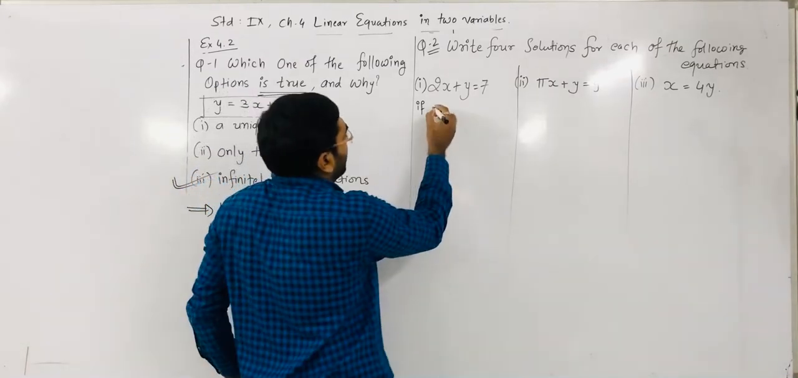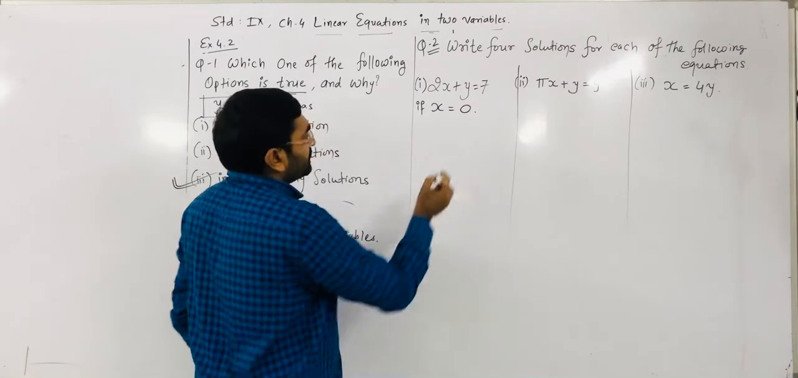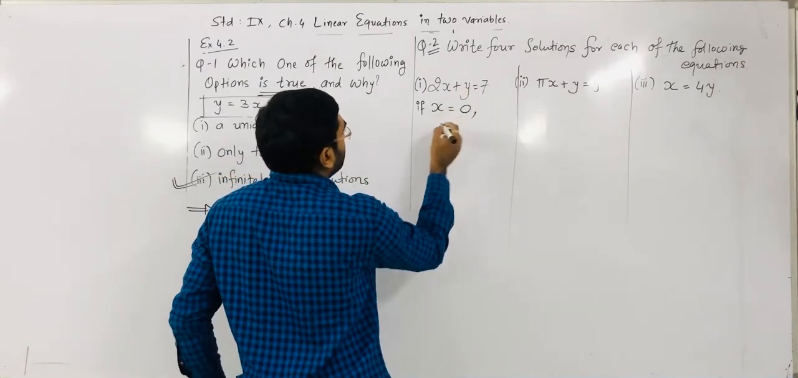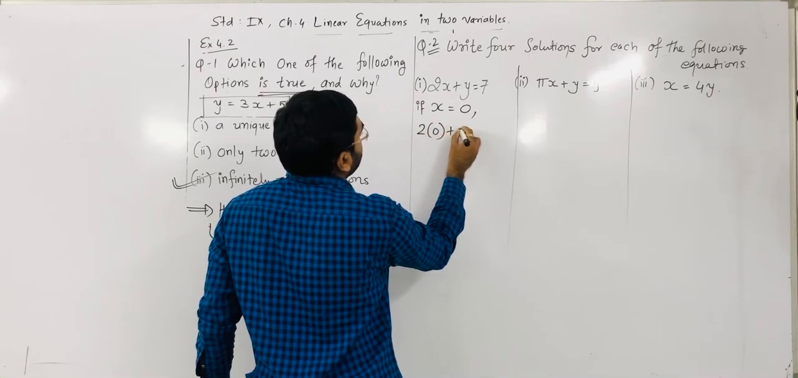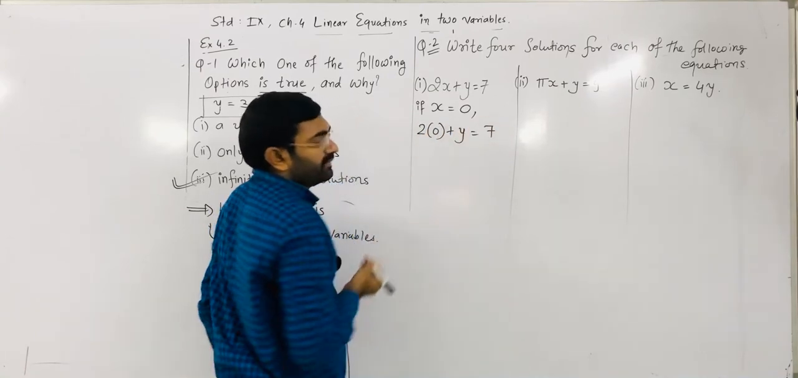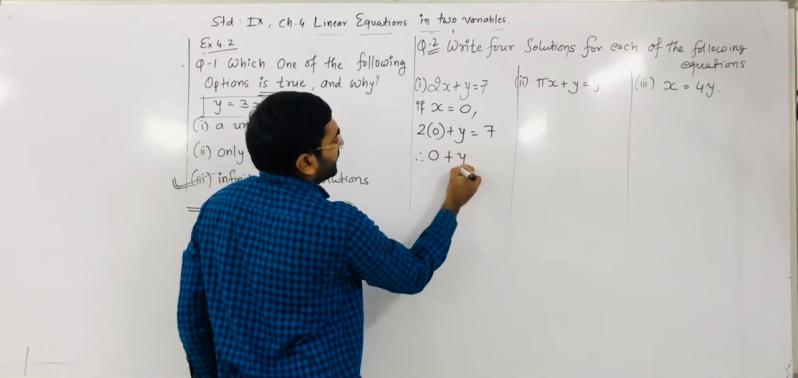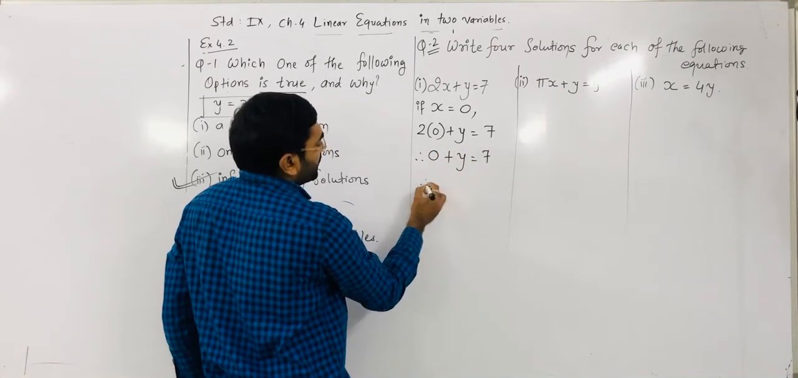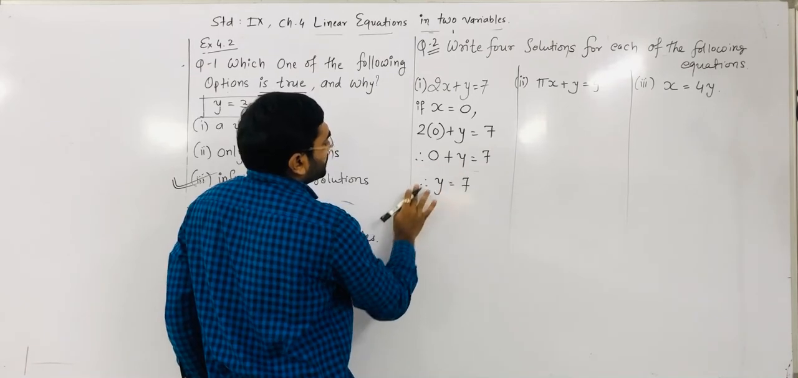So if I take x is equal to 0 in that, then what we get? Here we get 2 into 0 plus y is equal to 7. So 2 into 0 means what? 0 plus y is equal to 7. It means we get y is equal to 7, right? So our solution is what?